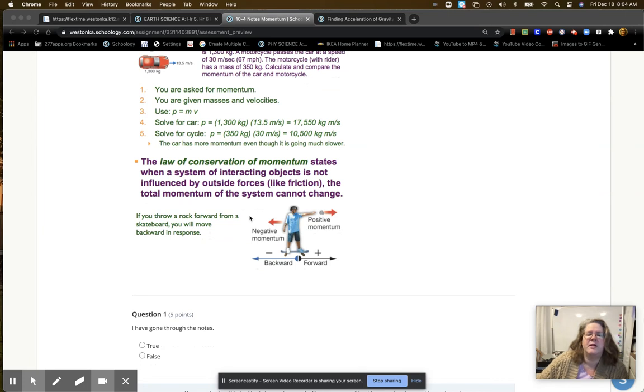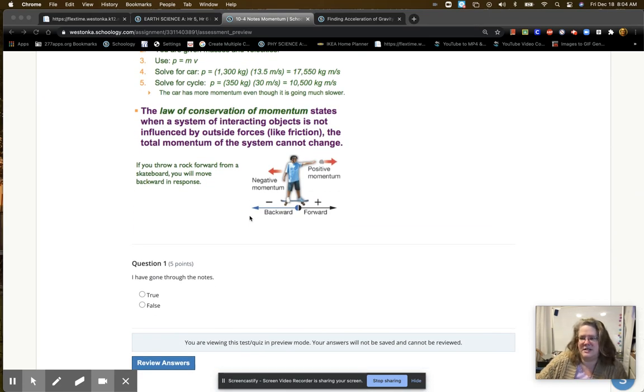The law of conservation of momentum states that when a system of interactive objects is not influenced by outside forces like friction, the total momentum of the system cannot change. That's basically like the law of conservation of energy, which says you can't create or destroy energy. So the law of conservation of momentum basically states that in the absence of outside forces, like if you're in outer space and you push away from the space shuttle and you're not tethered, there's no way for you to change your direction. You will just continue going forever in that direction because there's nothing to slow you down. On Earth, we have friction, so we do slow down, but in the absence of that, you would not.